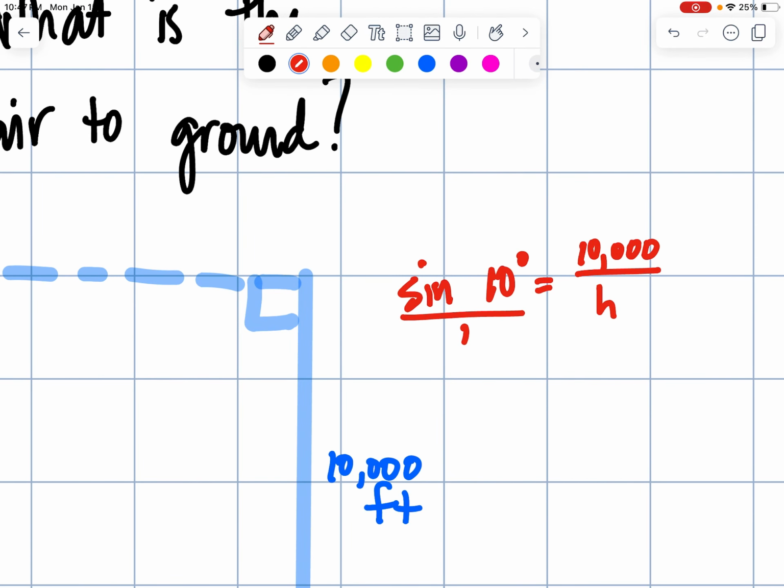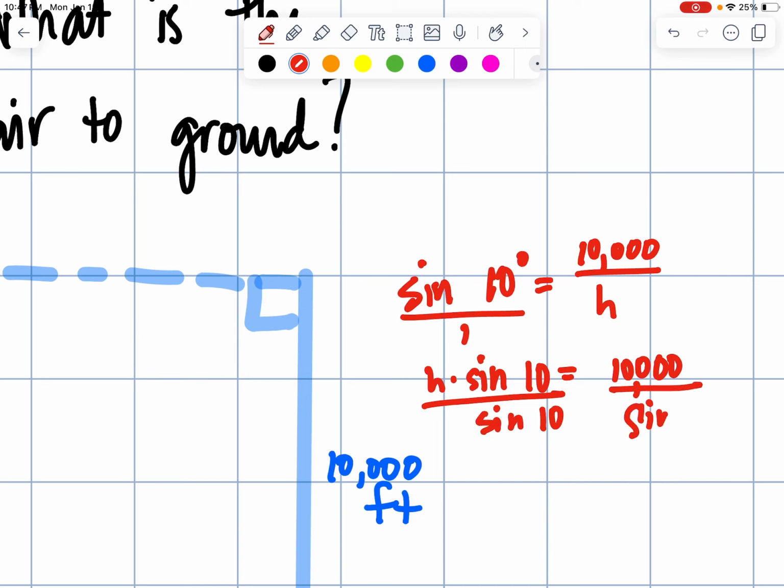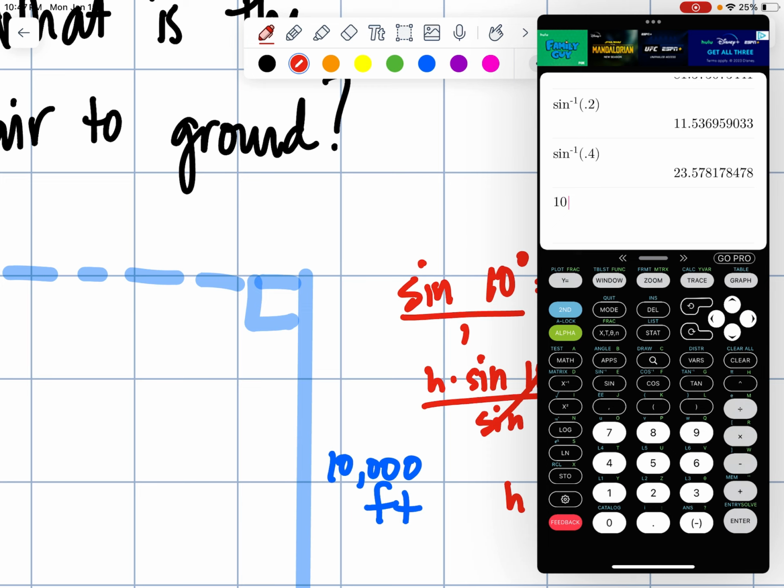If we want to do this, we absolutely could. h times the sine of 10 is equal to 10,000. Divide both sides by sine of 10. Sine of 10's cancel out. We get h is equal to, and this is where your calculator kicks in, 10,000 divided by sine of 10 degrees.